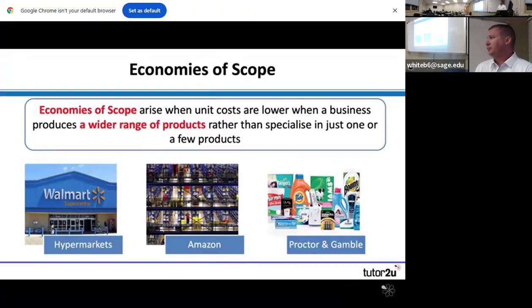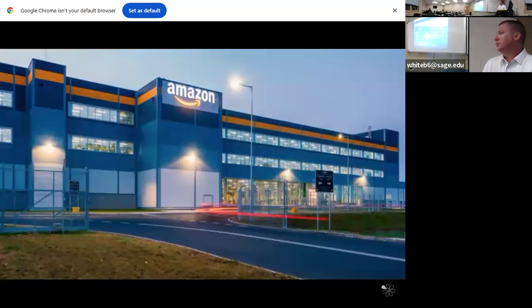Well, this also involves a business experiencing a fall in unit costs. But the reason why unit costs fall is because the business produces or supplies a wider range of products, rather than just specializing in one product or service. And this is why unit costs would fall, because of this wider range of products. Let's just give you 2 or 3 examples to hopefully help explain how this works.